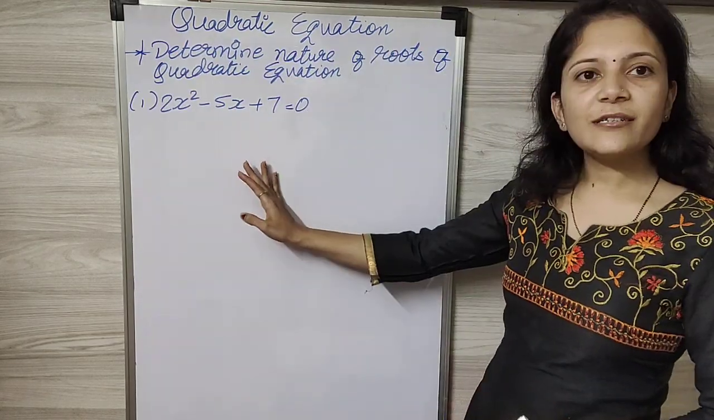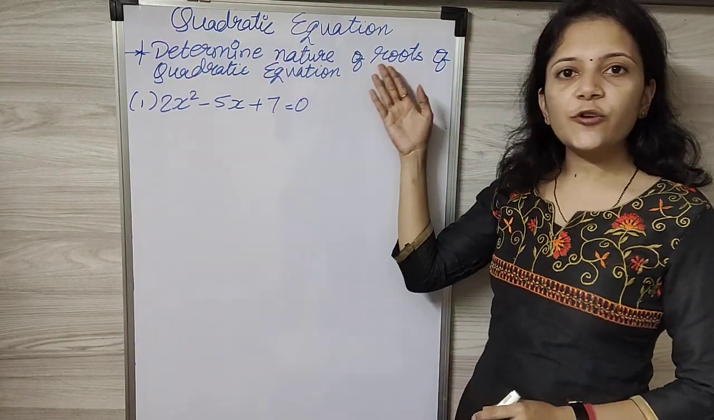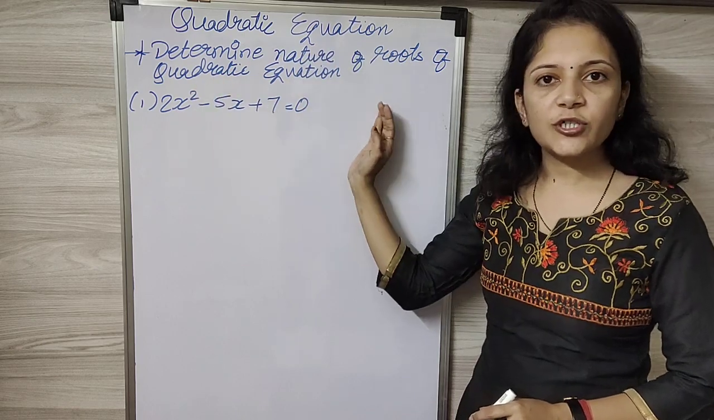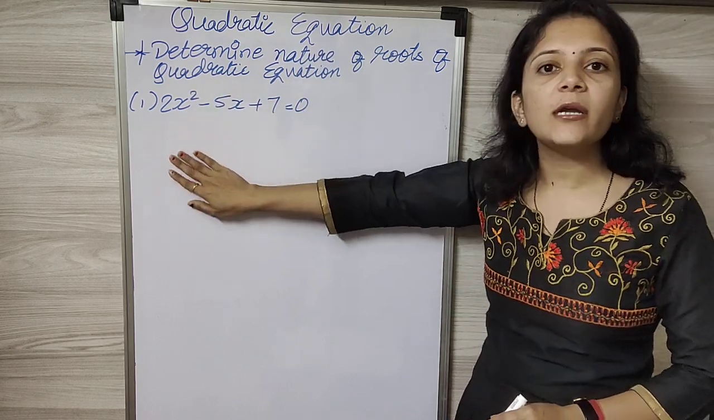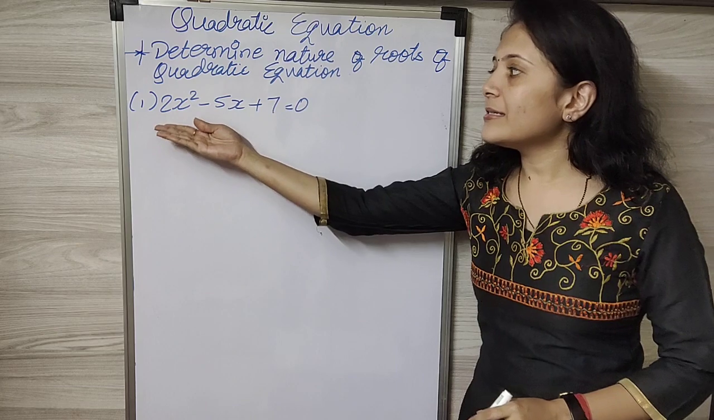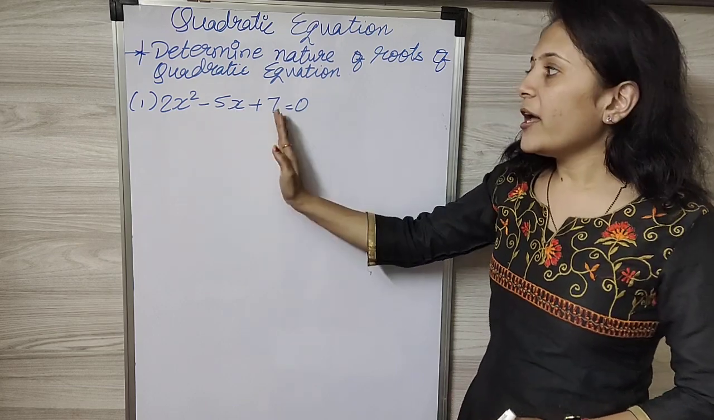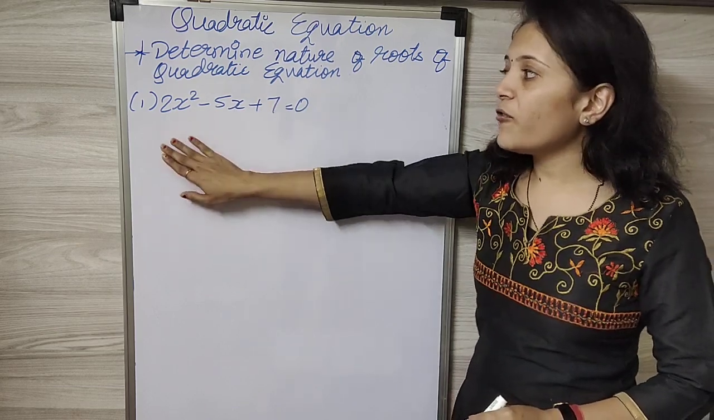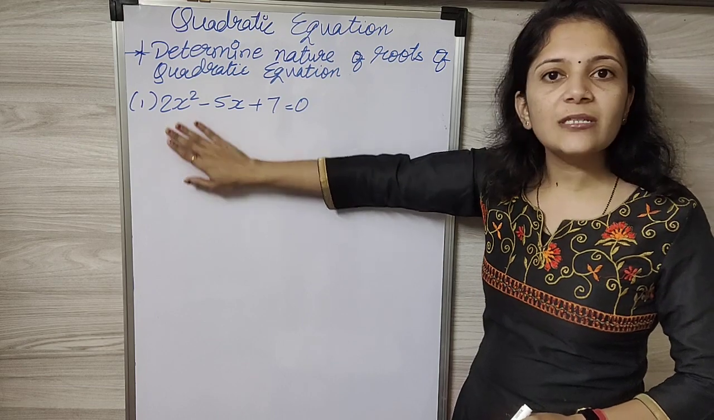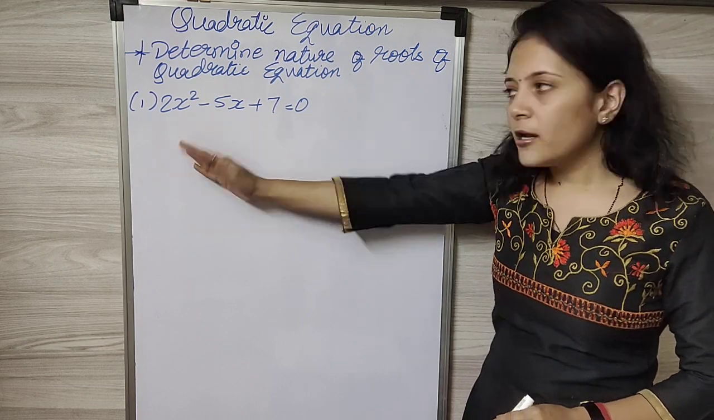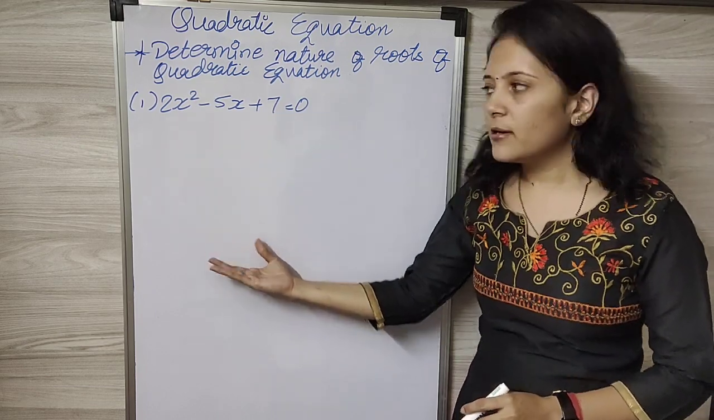So the question is: determine the nature of roots of the quadratic equation, right? What we have to do in this is determine the nature of the roots. This is a quadratic equation, so I have to verify which type of roots belong to it. So how do we solve this type of question, right?